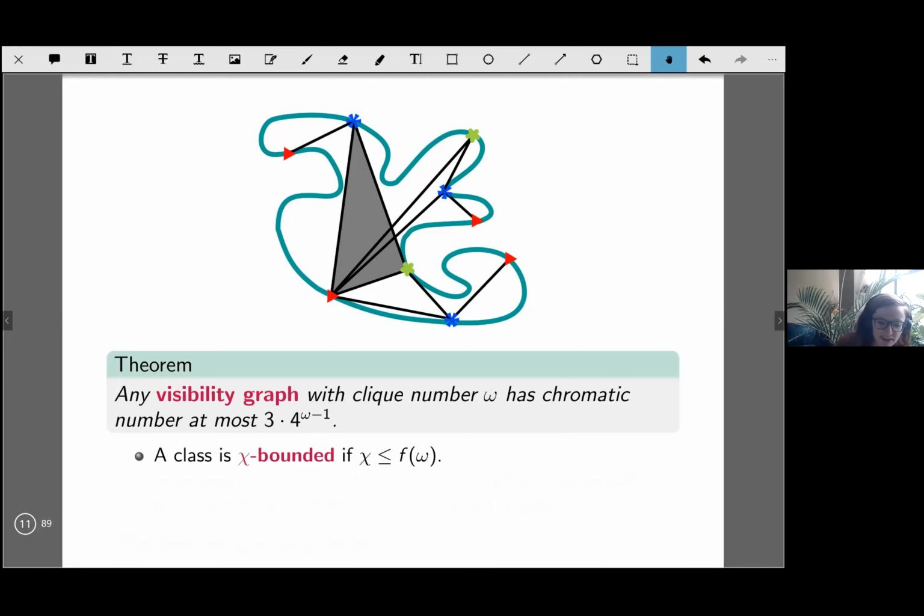And so we say that a class of graphs is chi-bounded if there exists some function f, so that for every graph in the class, its chromatic number is at most that function of its clique number. And so this just helps us to talk about this property.